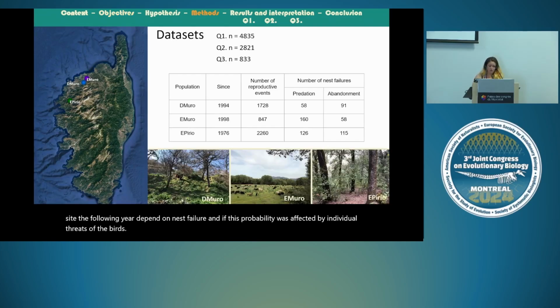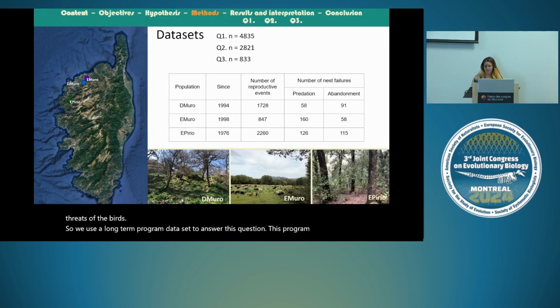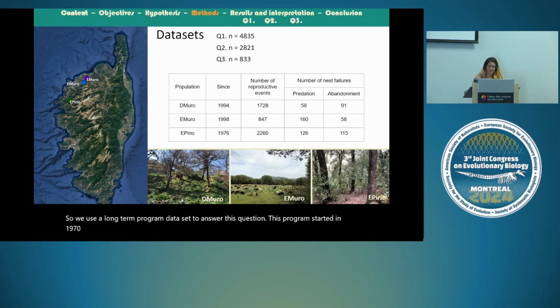So we used a long-term program data set to answer these questions. This program started in 1976, and this allowed us to have enough failure events, even though they are rare, as you can see by the numbers. For the rest of the presentation, I won't go into deep statistical details, but for all the results, we use binomial mixed models to test our predictions.